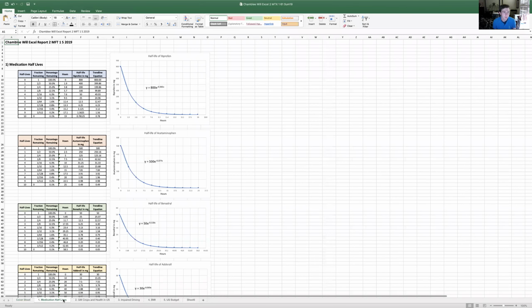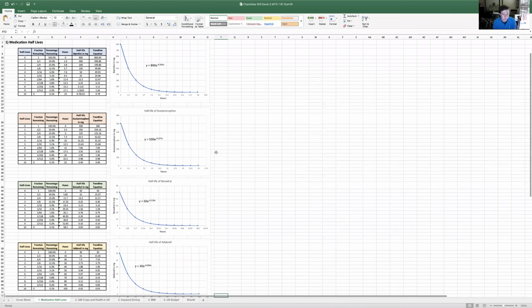First thing was medication half-lives. We did ibuprofen with Miss Benzaib, but I chose acetaminophen, I think that's just Tylenol, Benadryl, and Adderall. Those are 3 that I just found interesting.